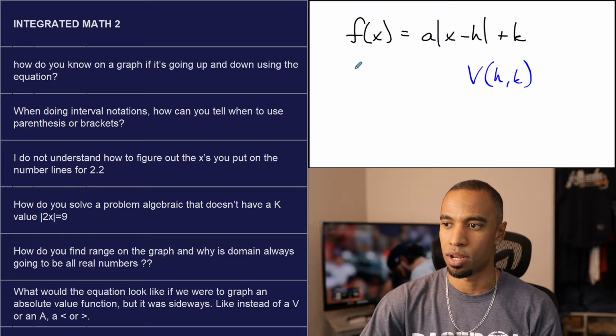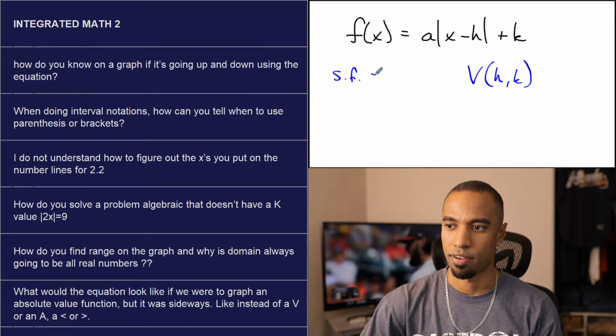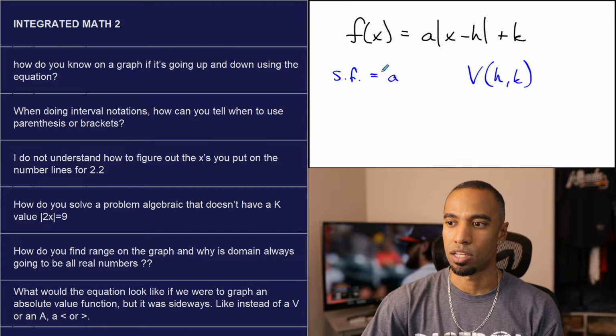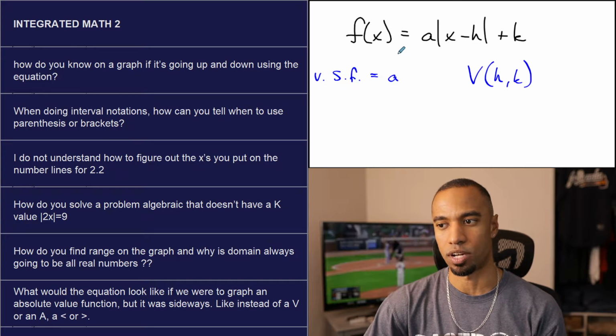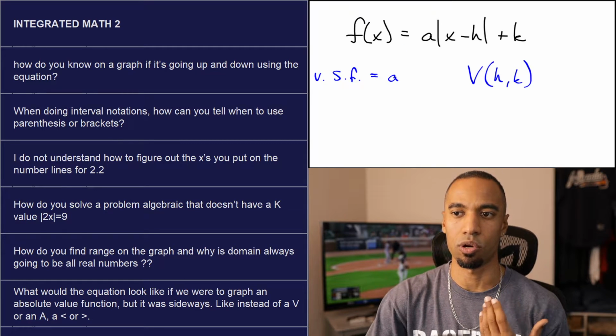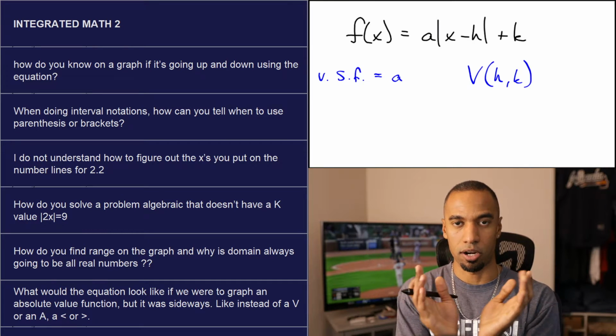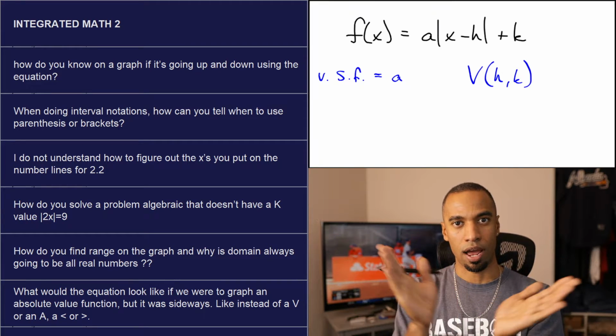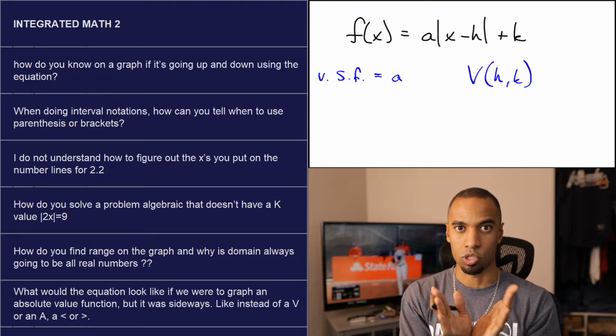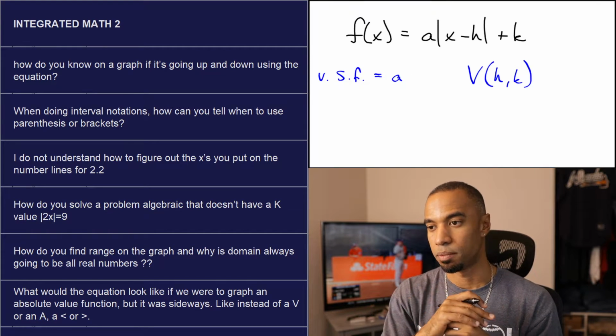And then a is known as your stretch factor. Stretch factor is a, where it's really I'll put VSF. It's a vertical stretch factor. It shows how high or how low your graph is going to stretch compared to that of a normal up 1 over 1 graph. If a is 2, it's going to be twice as tall. Rise 2, run 1 instead.